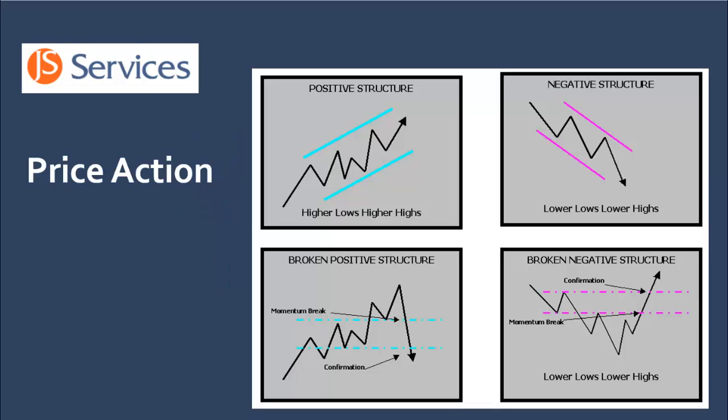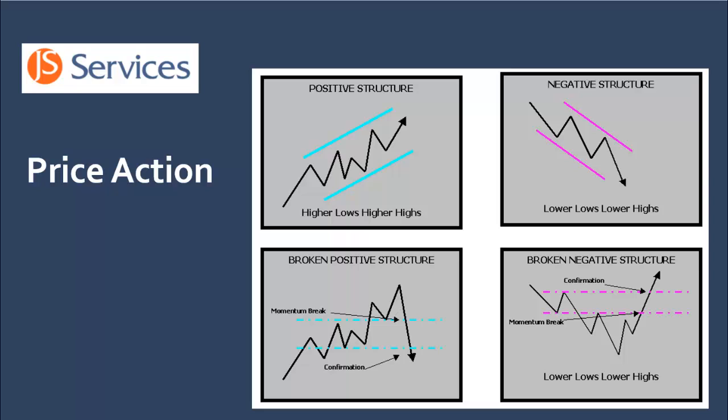Price action is simply observing if the market is holding positive or negative structure by making higher highs and higher lows, or lower lows and lower highs. If it can do this, then it is trending and holding price structure. If not, then structure has been broken and the market is in a non-trend condition.